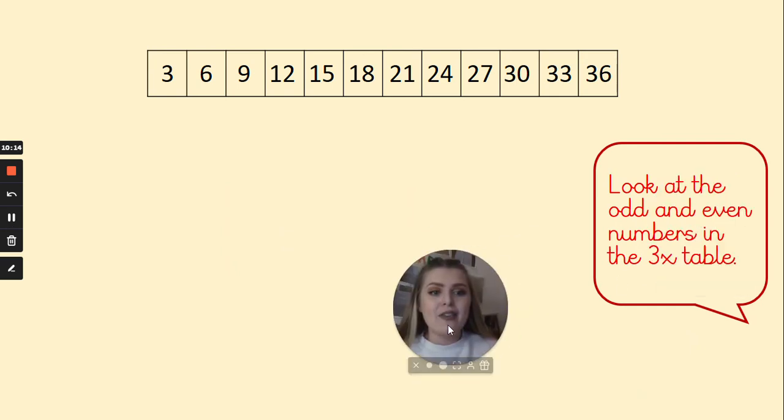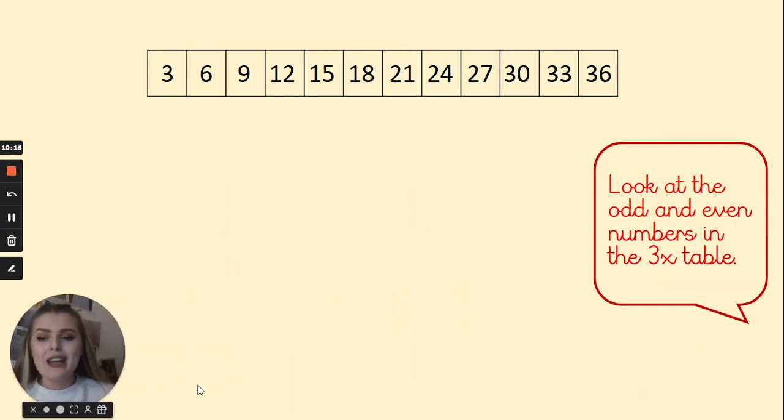Now, what I want you to think about is the odd and even numbers in the 3 times table. So which numbers are odd and which ones are even? I've highlighted for you the odd numbers in yellow. So you've got odd numbers in yellow and even numbers are pale.